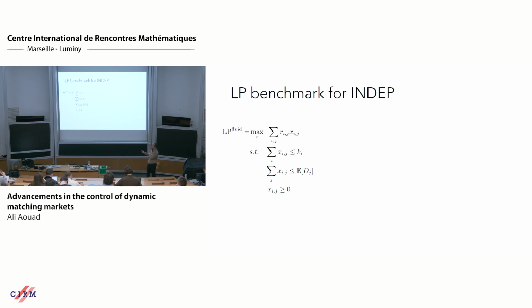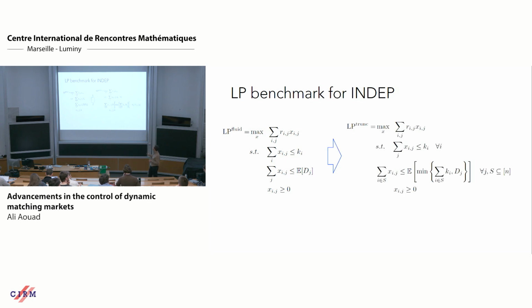Unfortunately, we can prove that for this type of more general demand distributions, you cannot achieve a constant factor competitive ratio. So we cannot get a 1/2 competitive ratio, we cannot get any constant. So we need a more realistic framework for analysis. What we propose is a linear programming relaxation that we call the truncated LP.